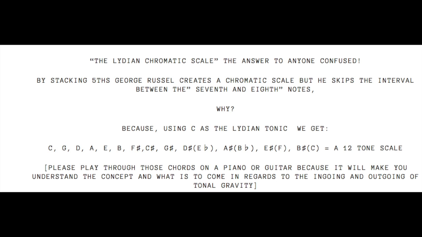The Lydian Chromatic Scale, the answer to anyone confused. By stacking fifths, George Russell creates a chromatic scale, but he skips the interval between the seventh and eighth notes. Why? Because using C as the Lydian tonic, we get C, G, D, A, E, B, F sharp, C sharp, G sharp, D sharp, A sharp, E sharp, and B sharp, which equals a 12-tone chromatic scale.